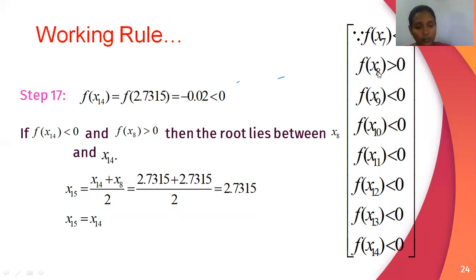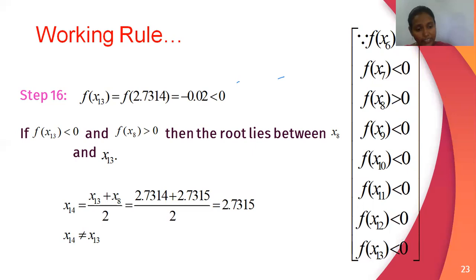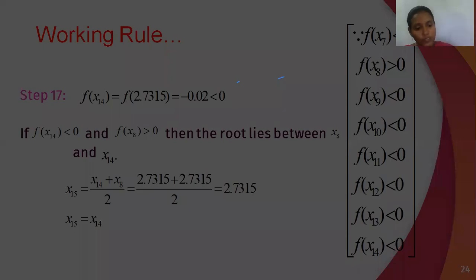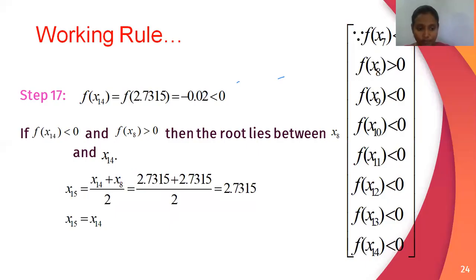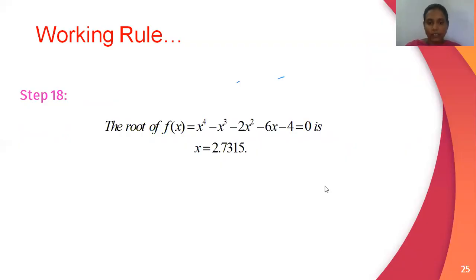So the root lies between x8 and x14. What is the average of x8 and x14? It is 2.7315, the same as the previous value, the 14th approximation. So the 14th and 15th approximations are both the same. That's why the root of the given equation is 2.7315. Up to 4 digits, we got the root of the given algebraic equation. One of the roots is 2.7315, and it lies between 2 and 3.